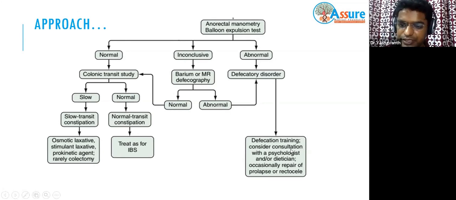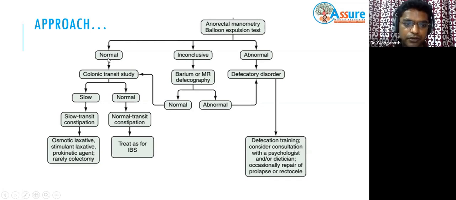So you have to do a defecation training consultation with psychologist. If it's inconclusive, you can do a MR defecography. Barium is not done nowadays unless in a resource poor setting. If that is abnormal, it might be a defecatory disorder. If there is something which can be treated like a rectocele, you should undergo surgery.